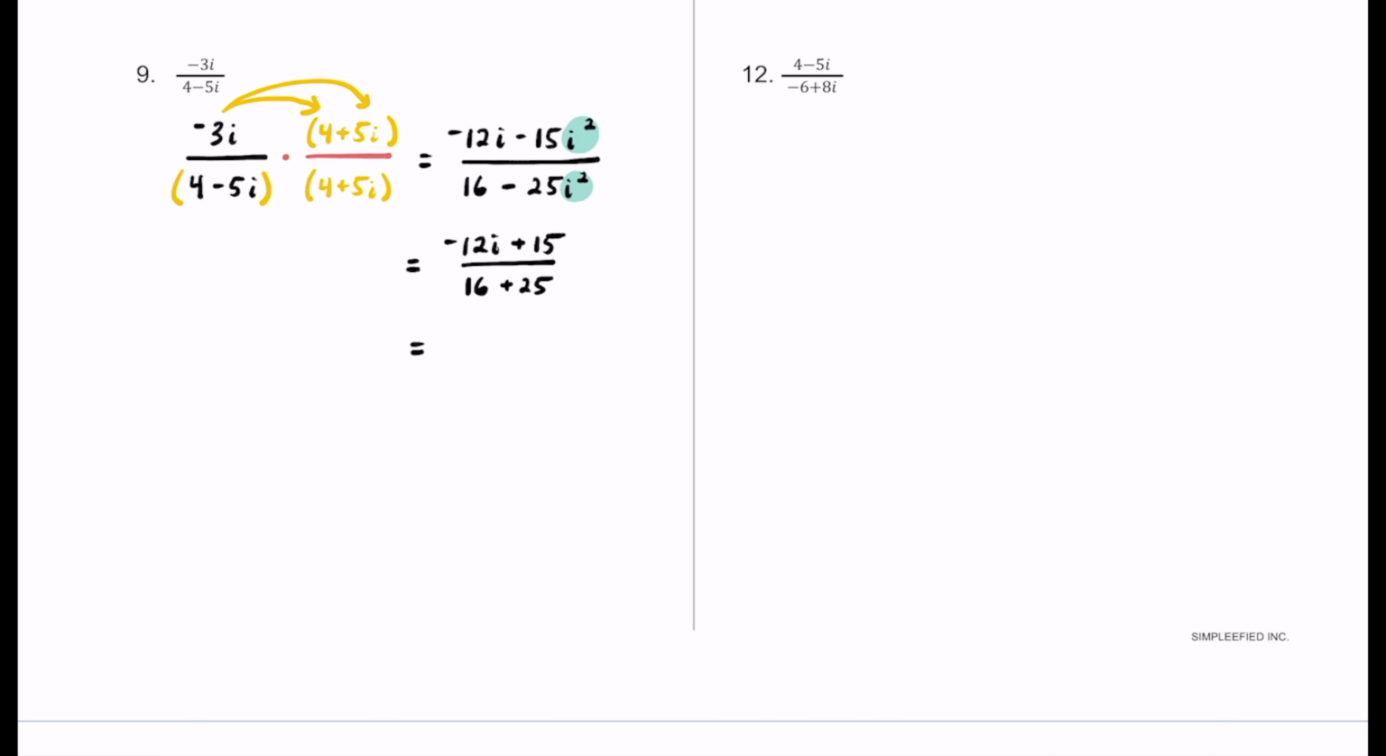Now on top, we're just going to turn it around, so we have the real part first. So 15 minus 12i. That's the imaginary part or the complex part of that. And then we have 16 plus 25, and I think that's going to be 41. Now 41 is a prime number, so I don't think any of the numbers on top can go with it. So separating this, we have 15 over 41 minus 12 over 41i. All right, so just like that, we have our expression, and that would be in standard form.